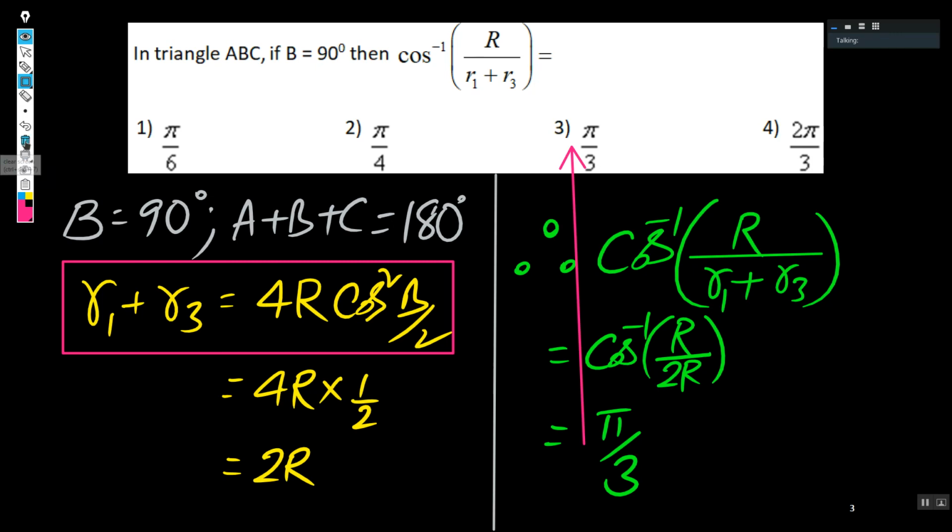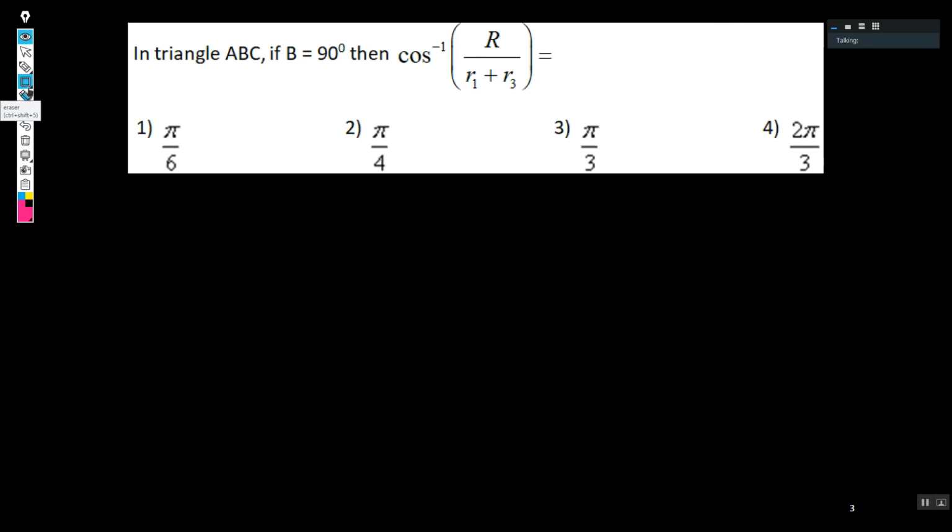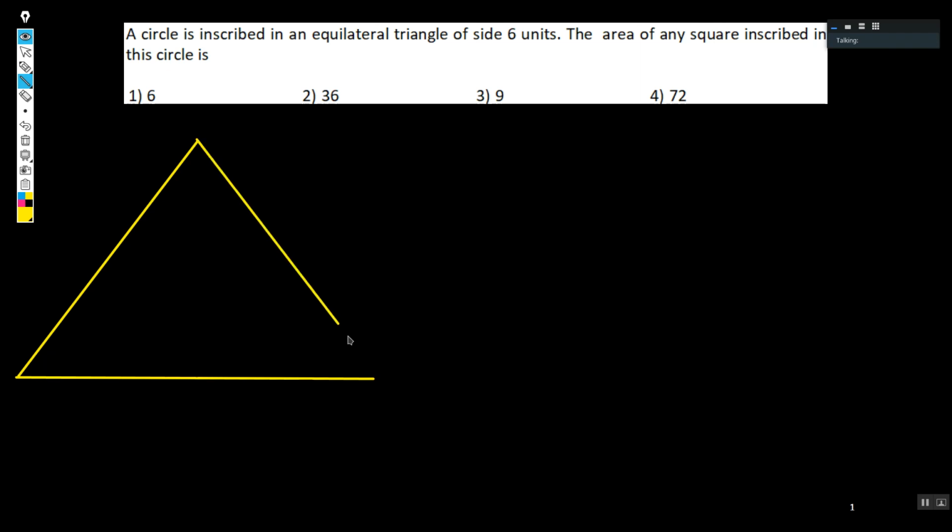Next. A circle is inscribed in an equilateral triangle of side 6 units. You can find out the value of R. This is an equilateral triangle. A circle is inscribed.